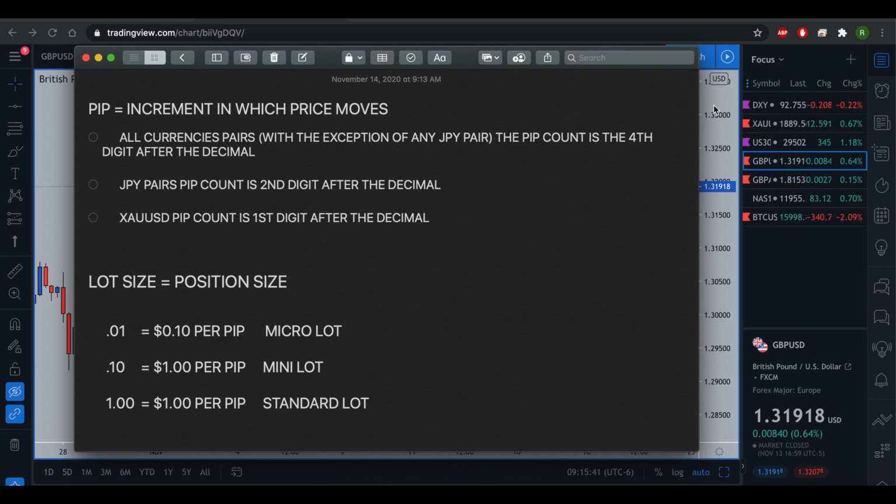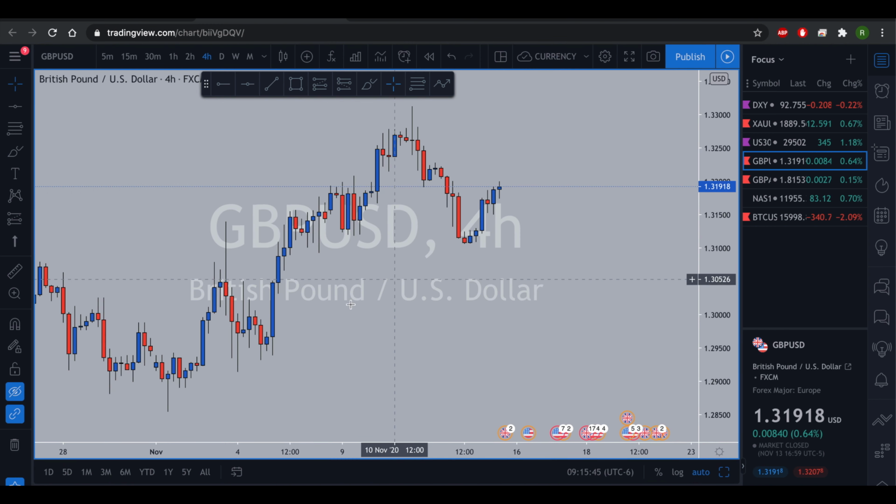So looking over here at price, right now I got Great Britain pound versus US dollar. This is price, or in real life, this is the exchange rate. When you trade Forex, you are trading a floating exchange rate from one country's currency versus another country's currency. In this case, it would be the pound versus US dollar.